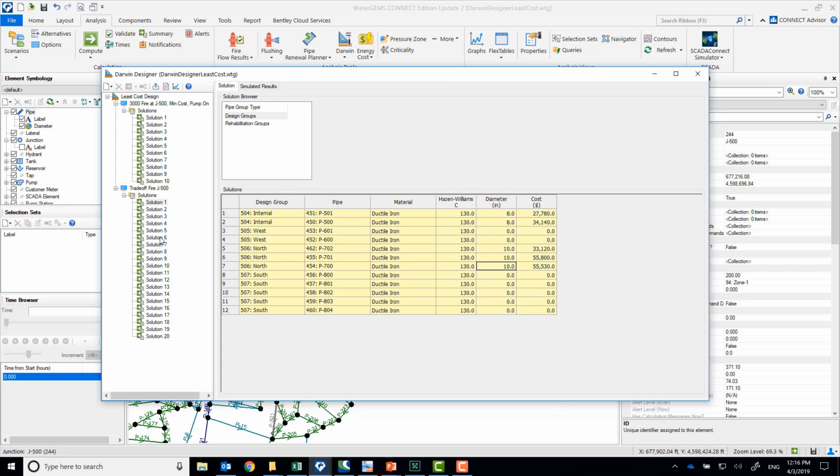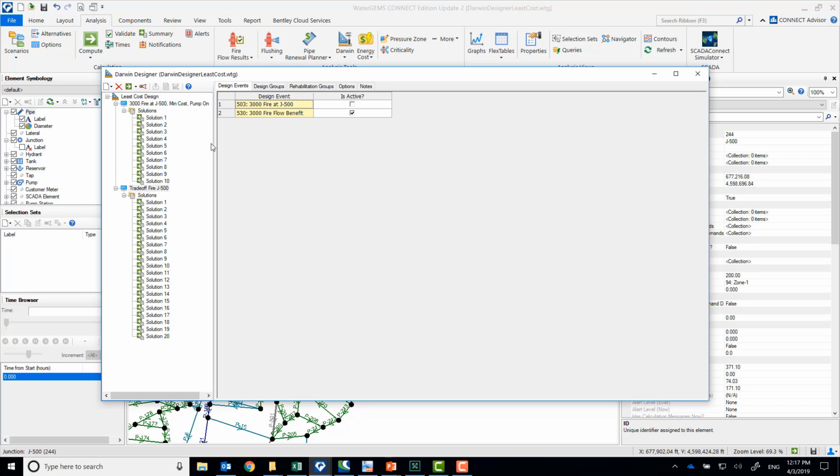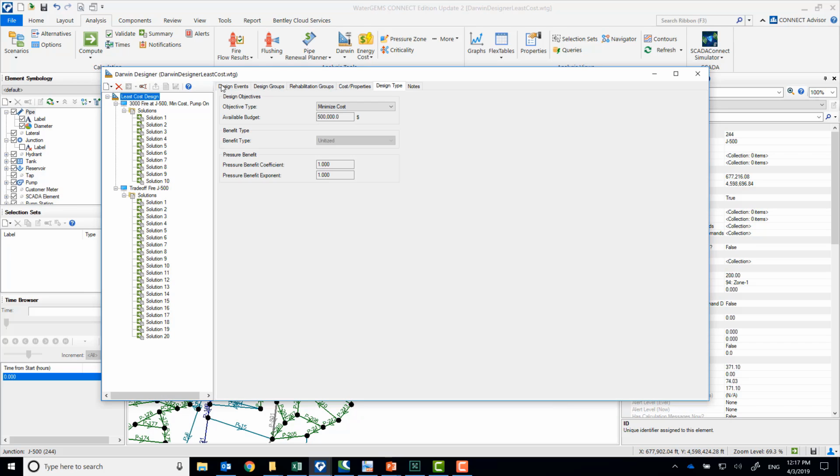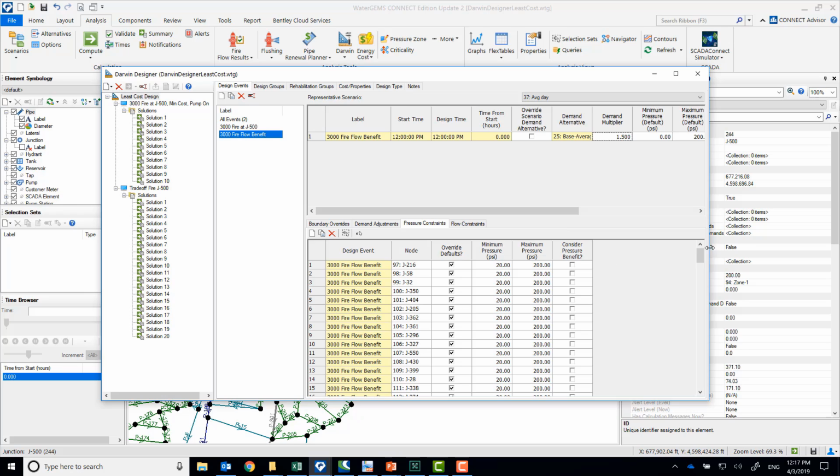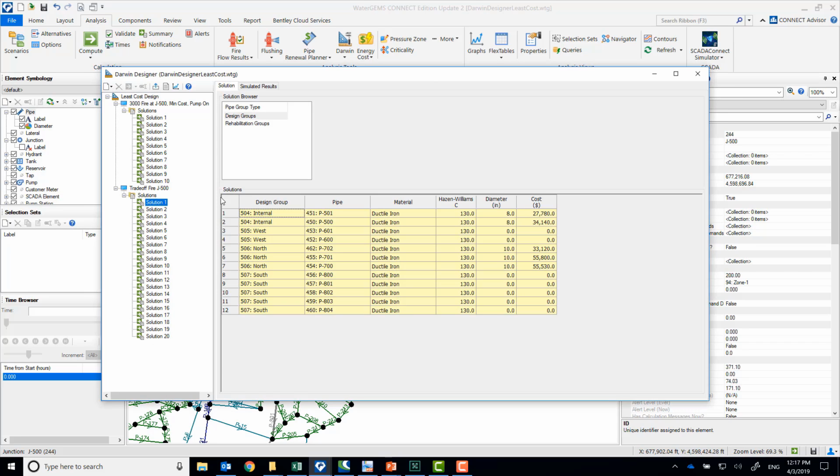Now let's step on solution 6 and see what it is. Okay, it says, the internal ones would be 12 and the north would be 10-inch diameter. So remember, we were trying to improve the pressure, particularly at node J500. So remember when we were here, we went to the design event. Let me go back here to our design events. And we were saying, we don't want to consider the pressure benefit for every node, really only for J500. So let's go see what the pressure at J500 is like, right?